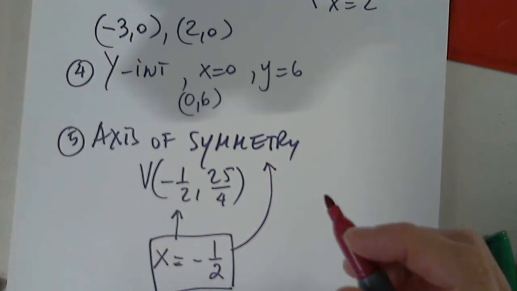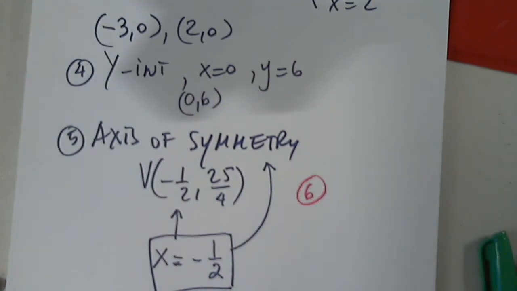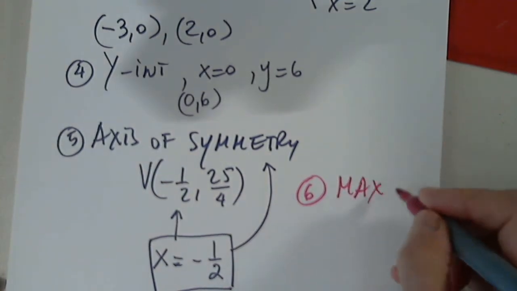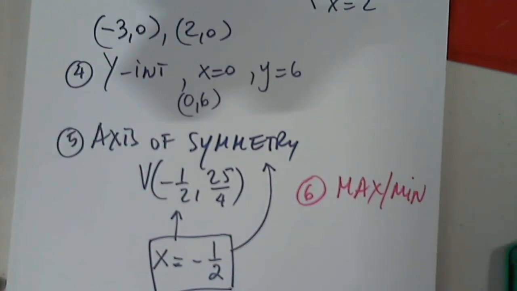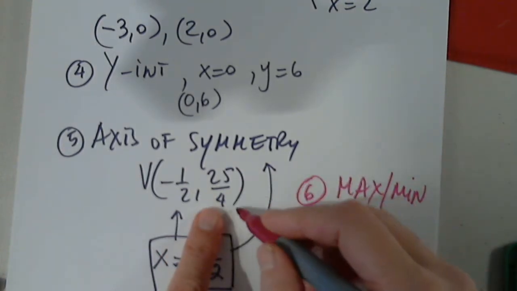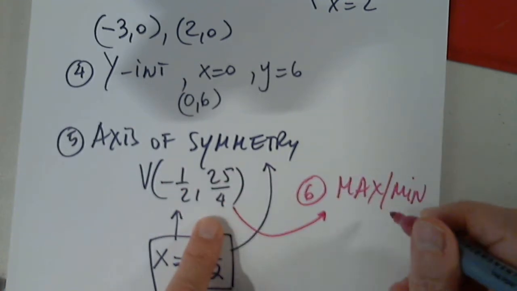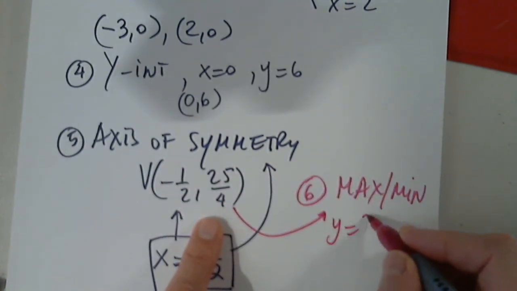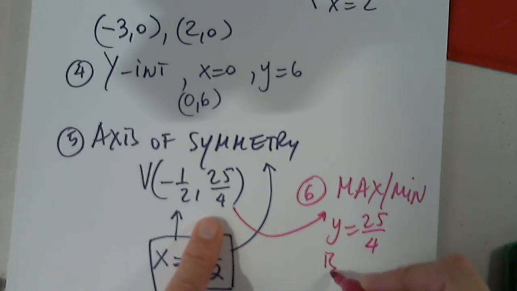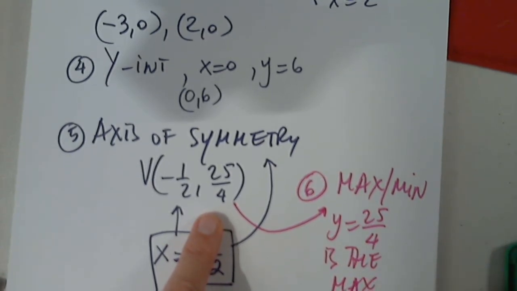And 6 is the max-min. Max or min, in this case it's a max, and it's this value, always. Always the y-coordinate of the vertex gives the max or the min. So y equals 25/4 is the max value. And I do have number 7, which is the range.